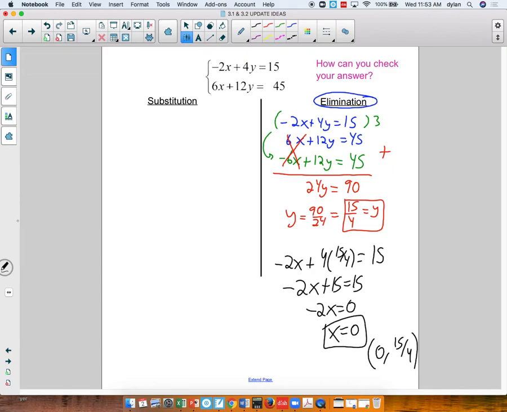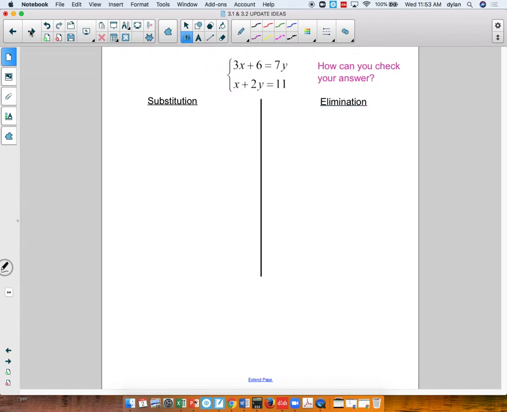So another example that we could look at here is 3x plus 6 equals 7y, and x plus 2y equals 11. Now, you could certainly use elimination or substitution for this problem, just like any system. Our goal is to choose the most efficient one. For me, noticing right off the bat that x is alone tells me that I might use substitution for this problem. And specifically, I'm going to solve the bottom equation for x. X equals 11 minus 2y.